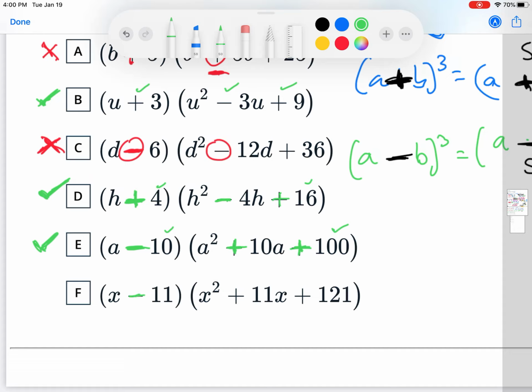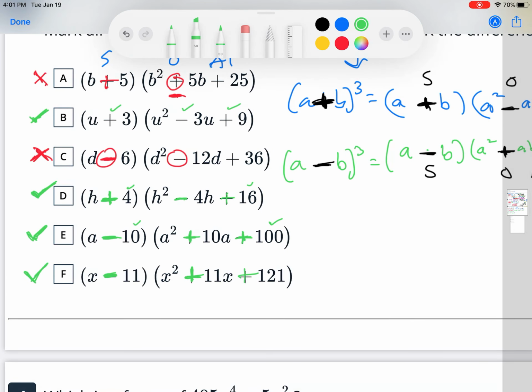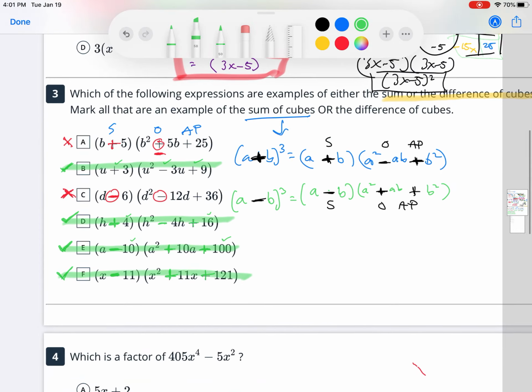And the last one, same, opposite, always positive. That one works too. Okay, so we have 4 of them as our answer: B, D, E, and F. Four of those are sums and differences of cubes.